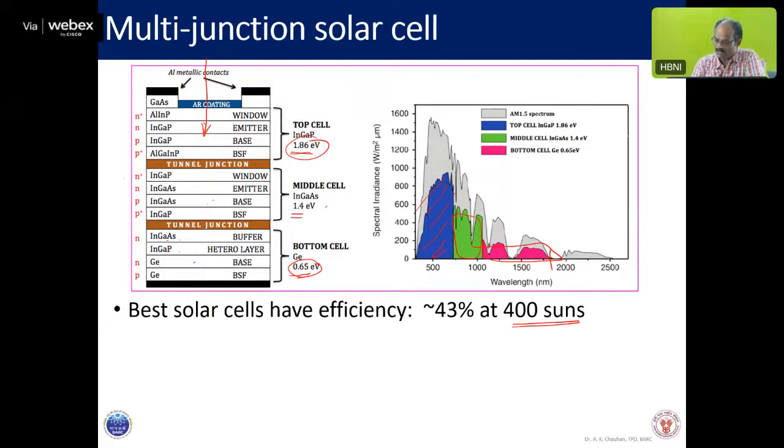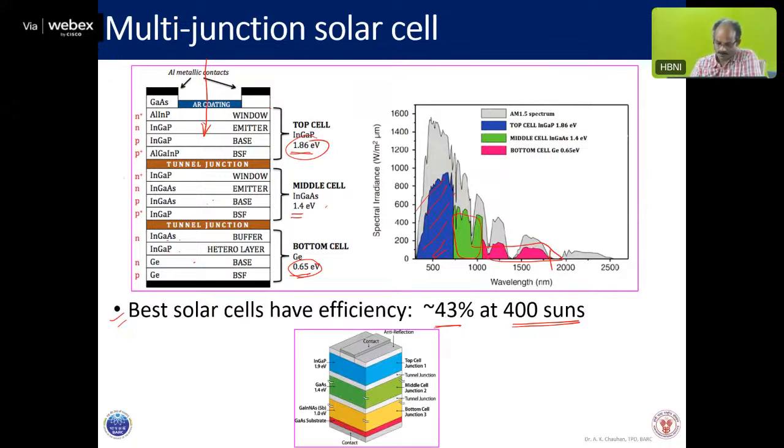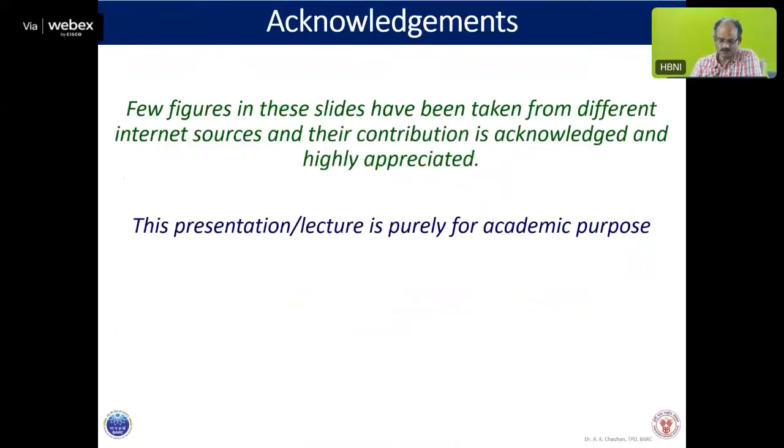And when we say 400 suns, it means we have used a concentrator, and the radiation has been concentrated 400 times. So the best solar cell under this has given a reported efficiency of nearly 43%, and that is at 400 suns. This is the picture of this one.